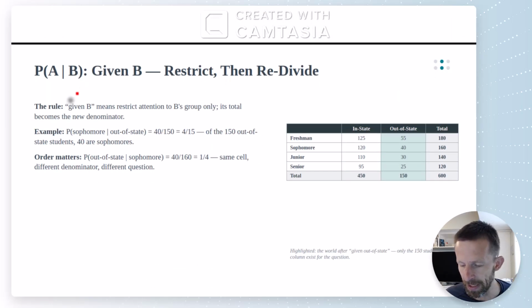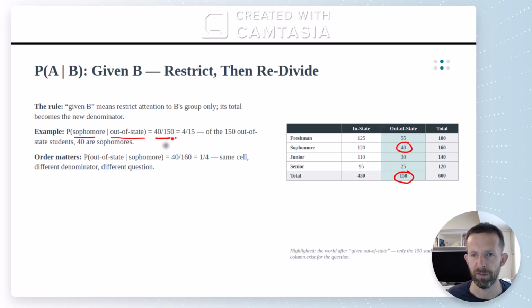Probability of A given B. So if someone is a sophomore given that they're out of state, I take all the students out of state, and out of those, I find the sophomores. So there's 40 out of 150 of those. Out of state, so order does matter. It says here order matters.